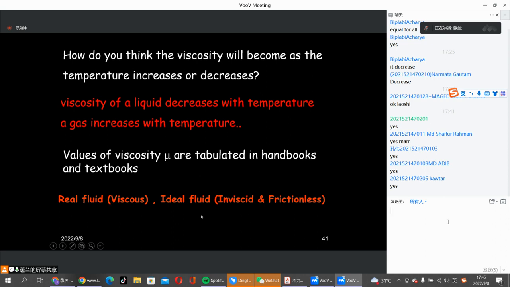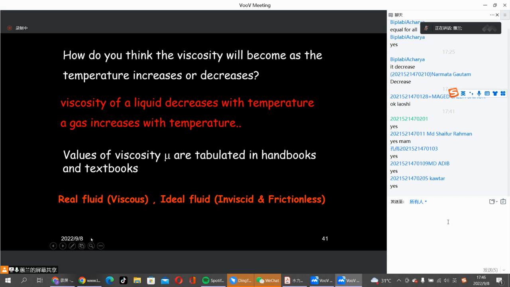But sometimes, if the viscosity is small enough, like air, we ignore the viscosity of the fluid. We call them ideal fluid, meaning it's not real. We name them inviscid or frictionless fluid. I think this corresponds to what you have learned in theoretical mechanics, where we consider friction a lot.